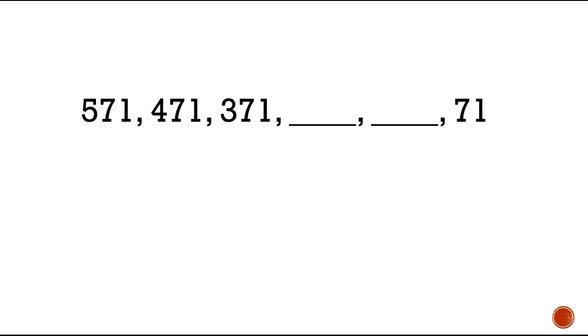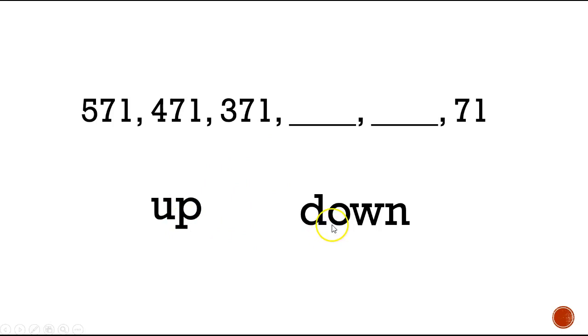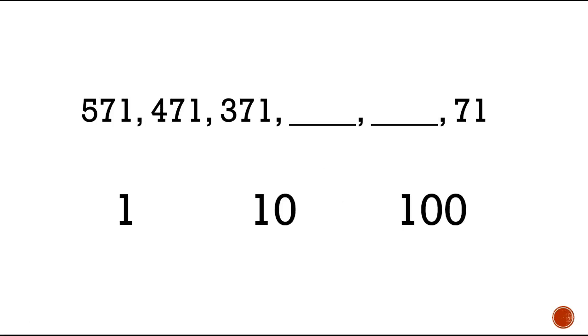Alright, here's the next one. First we need to figure out, are these numbers going up or down? Did you say that these numbers are going down? You are right. Are these numbers going down by ones, tens, or hundreds? Did you say that these numbers are going down by hundreds? You are right. If you look at the hundreds place, you see that it goes 5, 4, 3.